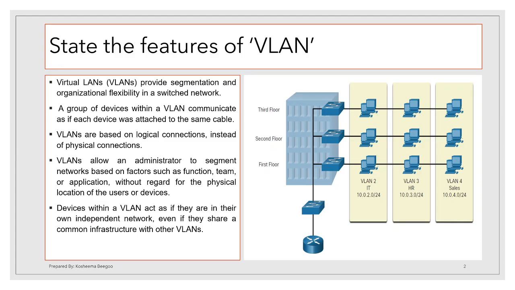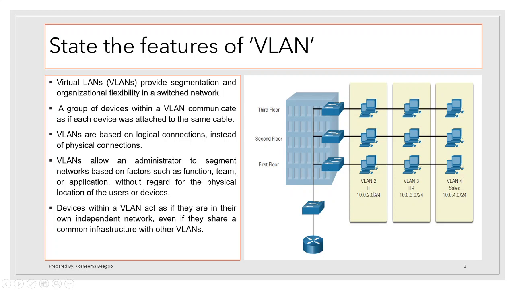Now, state the features of VLAN. Before we do this, let's see here. Here we have a diagram. We have the IT, HR, and then sales department. For the IT, you will notice we have three PCs here, three PCs in HR, three PCs in sales. They are all connected on a different switch.